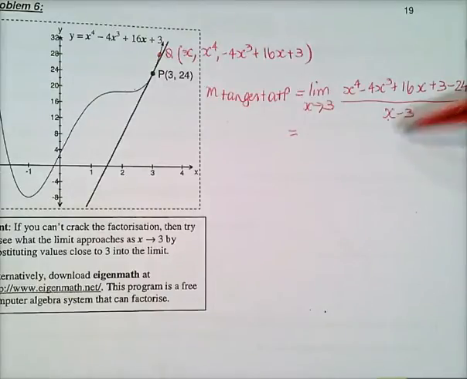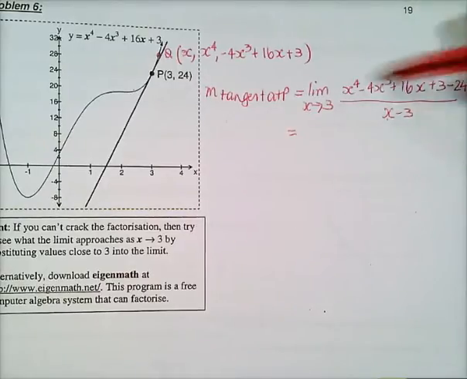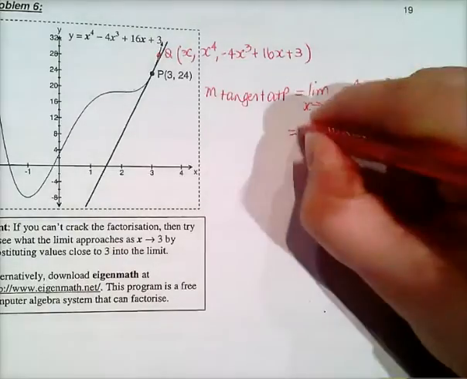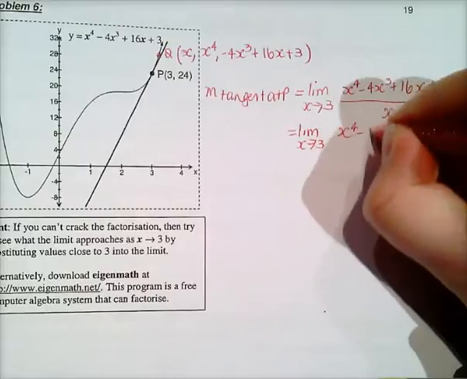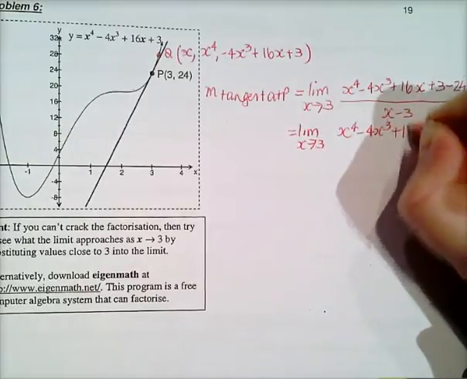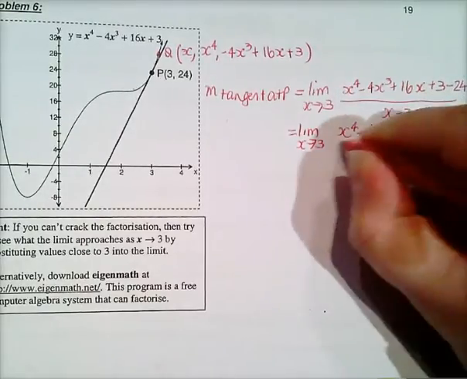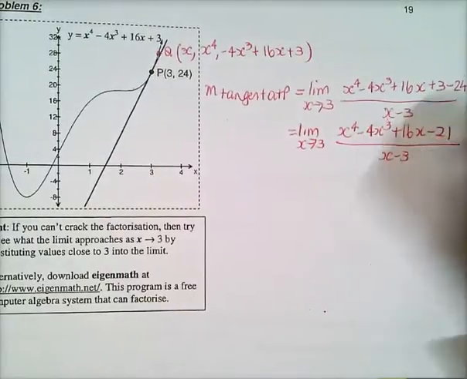We're thinking again that x minus 3 should be a factor of that. I mean, I could substitute in the value of 3 into here and I should get 0, okay? So I'll just tidy this up here. It is the limit as x approaches 3 of x to the power of 4 minus 4x cubed plus 16x minus 21 over x minus 3.